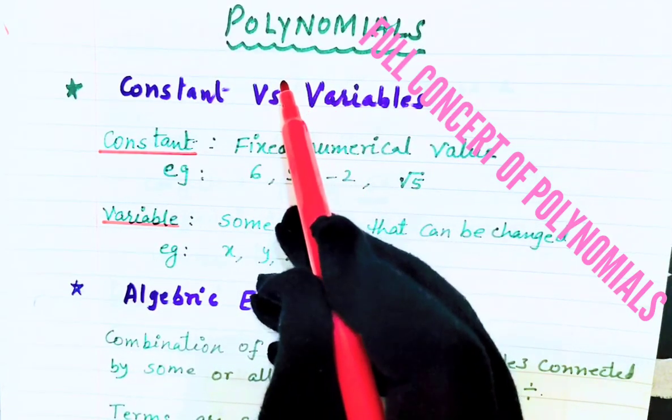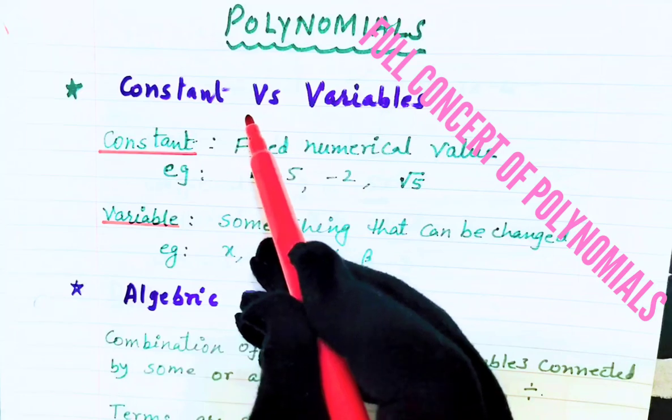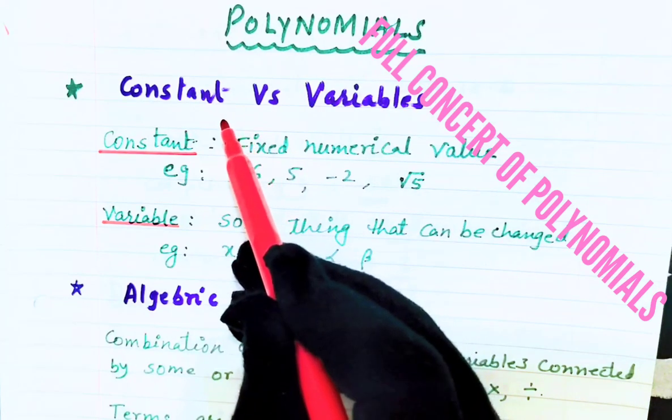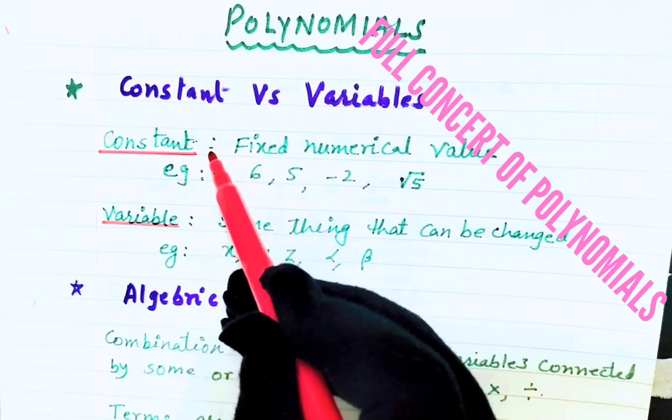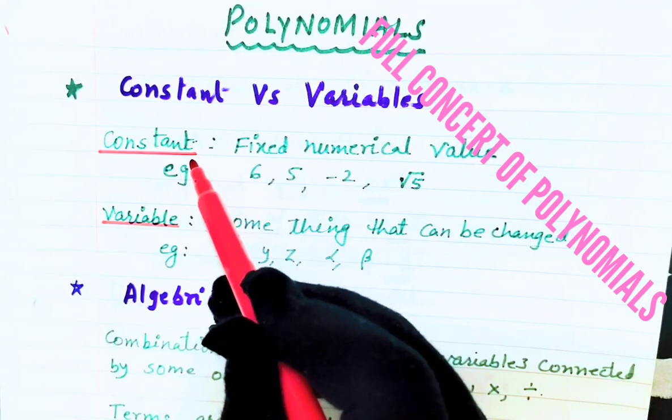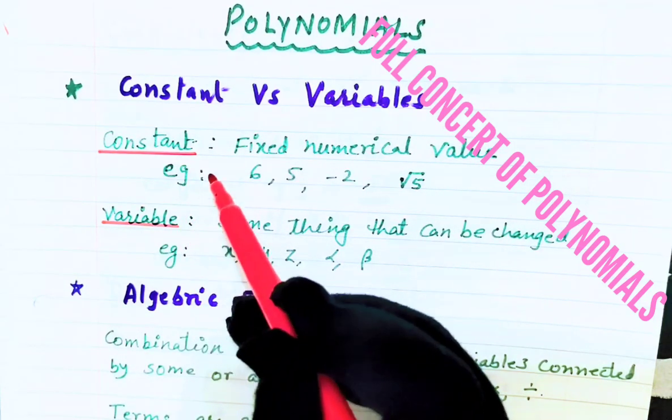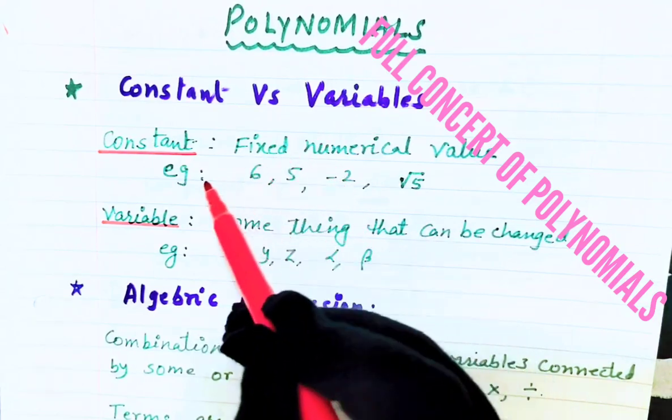Today we are starting a new topic, polynomials. We will learn first of all the basic concept of this chapter, that means polynomial. Guys, you have studied constants and variables before. So what is a constant and what are variables?